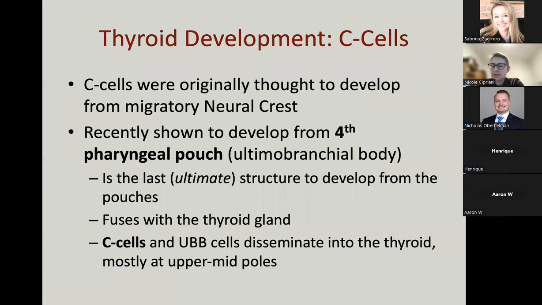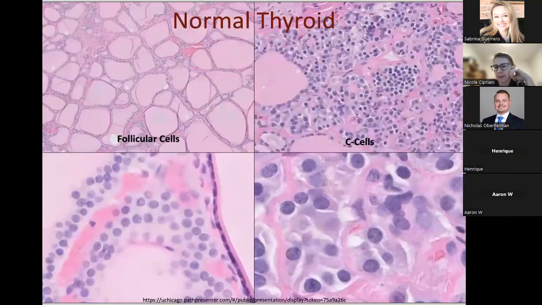C cells, the calcitonin secreting cells, were originally thought to develop from neural crest. However, it was now shown that they probably developed from the pharyngeal arch system, the fourth pouch, or the ultimobranchial body. It is the last structure, right? The ultimate structure to develop out of those pouches. It's thought to fuse with the thyroid gland, and then the C cells and the ultimobranchial body cell remnants disseminate into the thyroid, mostly at the upper to mid poles. So any C cell neoplasm, as we'll see later, like medullary thyroid carcinoma, is going to be in the upper thirds of the lobes because of that developmental pattern.